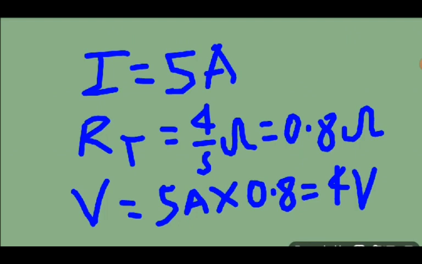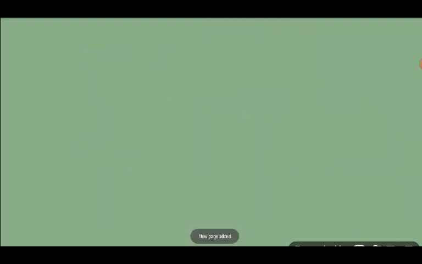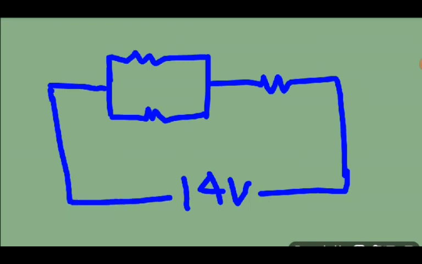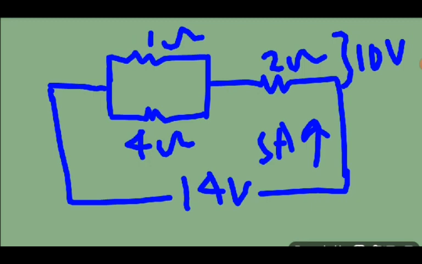So 4 volts is across each of the parallel resistors, and the rest of the voltage, which is 36 volts, is across the 2 ohm resistor. From this, you can see that we have the first resistor, the second resistor, and this one is the third resistor. We have the source here. The current it passes through is 5 ampere, and here the current is the same. Here we have 2 ohm, so 5 times 2. Here the voltage drop is 10 volts, and here we have 1 ohm, and another one which is 4 ohm.